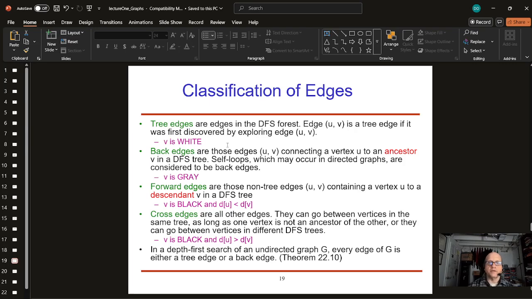Let's look at the classification of edges. Tree edges are edges in the depth first forest. Here the edge (u, v) is a tree edge. It was first discovered by exploring edge (u, v), where v is white. Back edges are those edges connecting a vertex u to an ancestor v in a depth first tree.